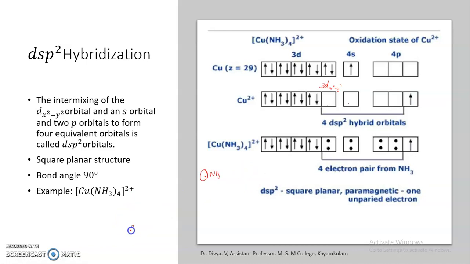I can write it like this: ammonia, and this is ammonia, and since this is coordinated, we can draw it like this with coordinate bonds. The shape is square planar and the bond angle is 90 degrees.